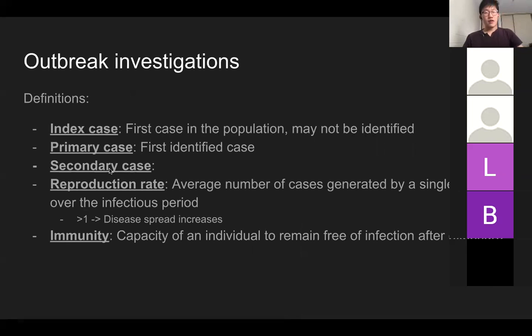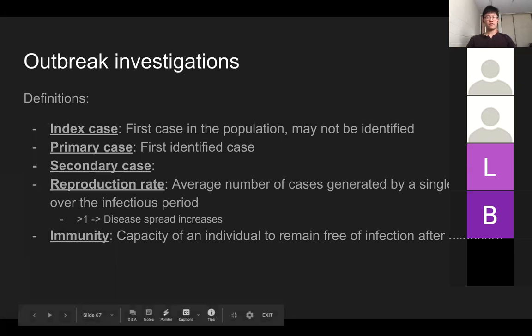Here we'll be looking at outbreak investigation, a few more definitions. So your index case is your very first case in the population, but it may not necessarily be identified. Your primary case is your first identified case. Important that this one is identified, which distinguishes it from the index. Secondary cases are cases after that, so any case subsequently infected.